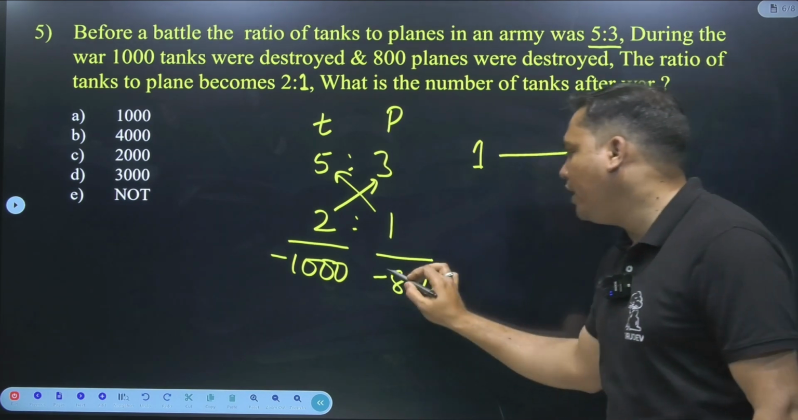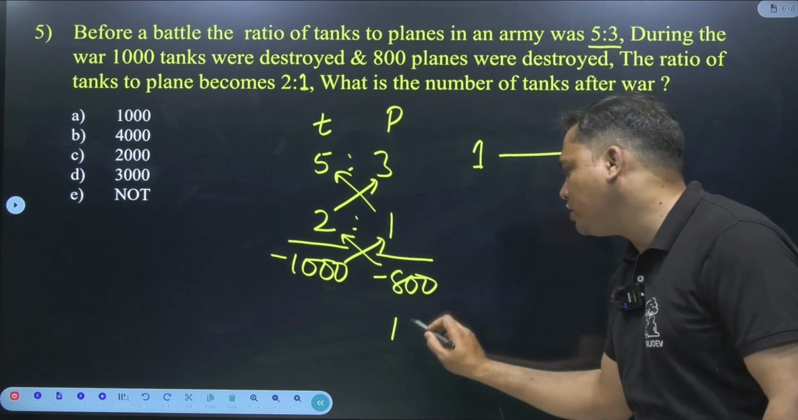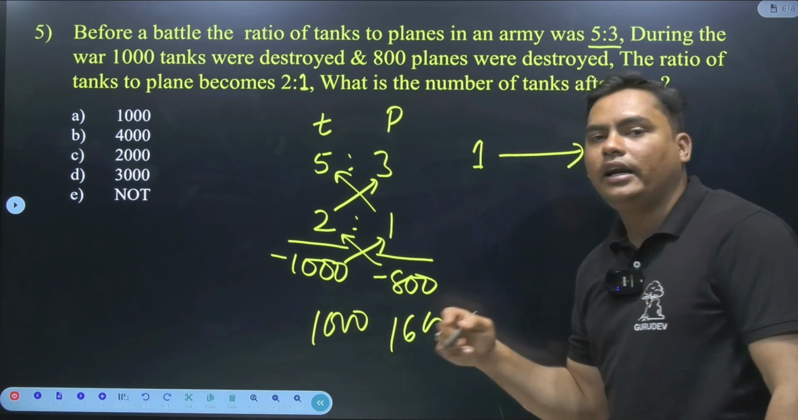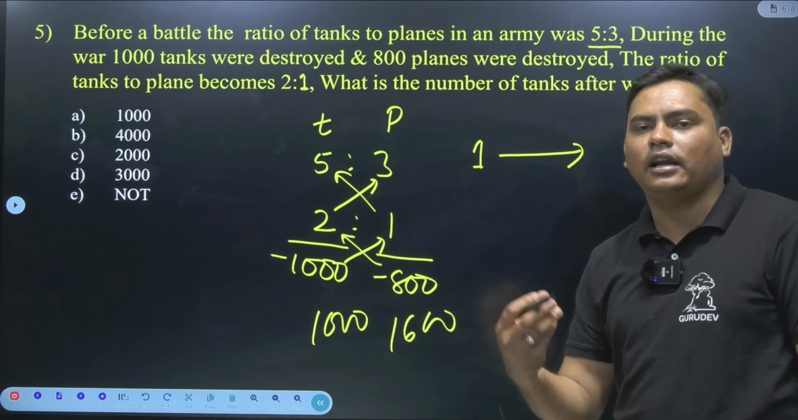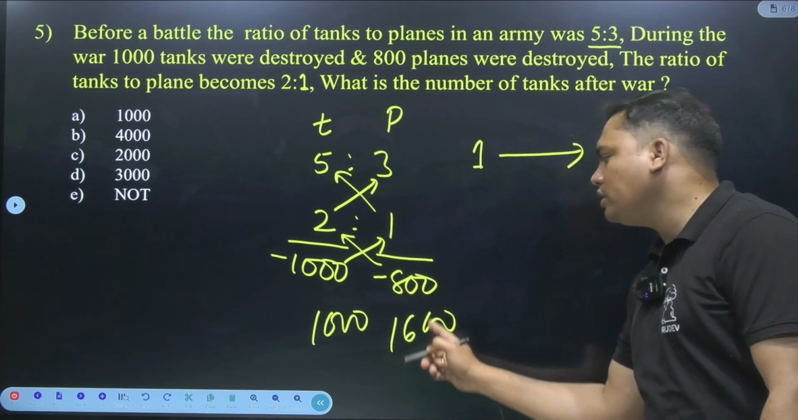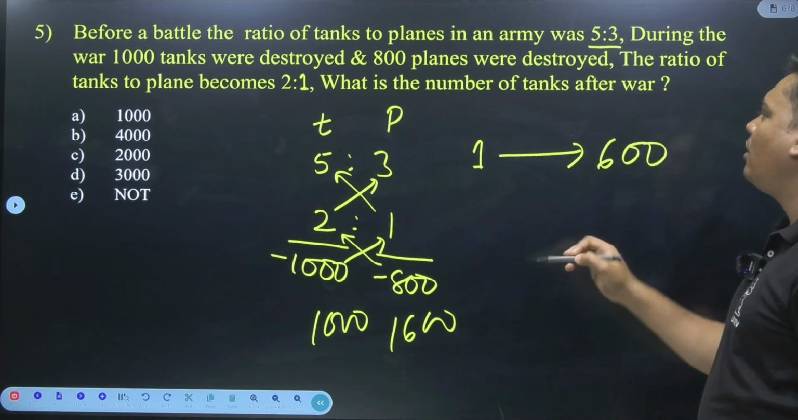So how will I find it? This into this, this into this. 8 into 2 will be 1600, and 1000 into 1 will be 1000. Shall I take the difference or shall I add here? Both the signs are the same, so I should take the difference. 1600 minus 1000 will be 600. So he is asking about the tanks here.